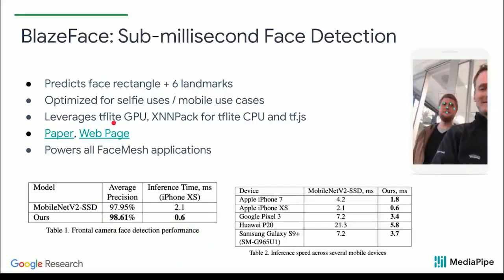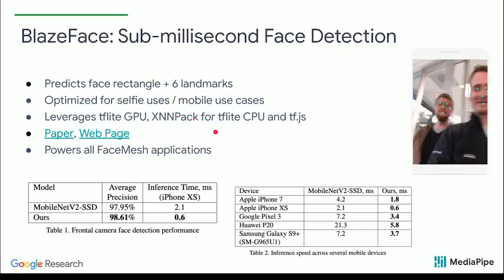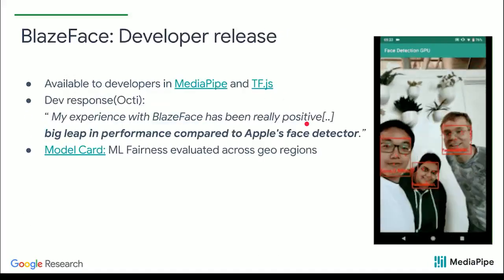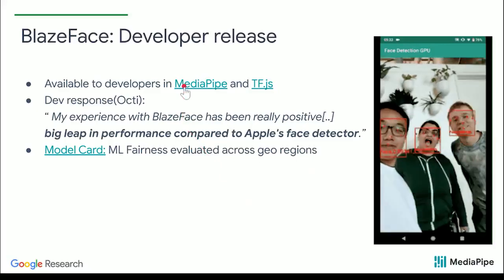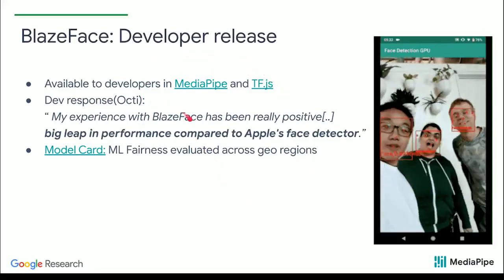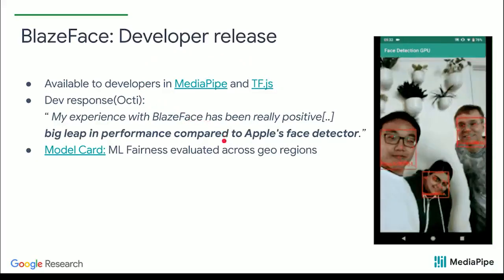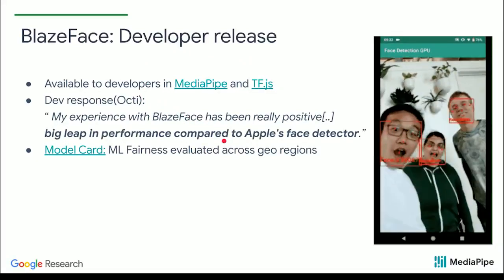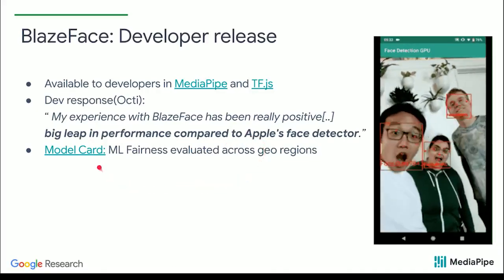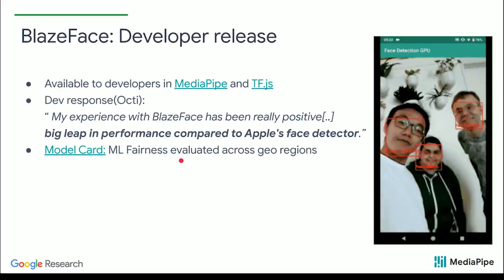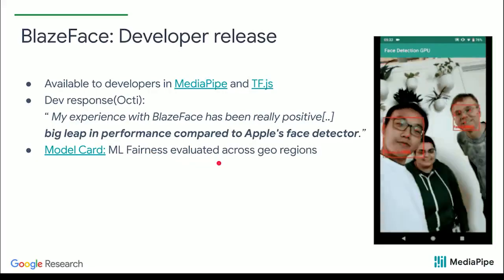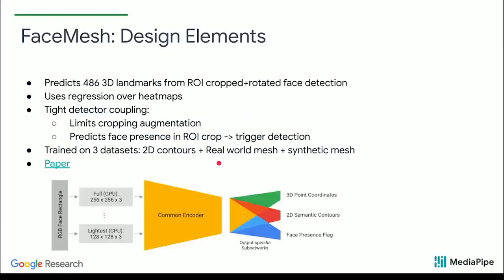BlazeFace is accelerated on mobile GPU and CPU, as well as available on web. It is available to developers in MediaPipe and TF.js, and developers' responses have been really positive, telling us that it is performing better than what is available by default on iOS. You can also have a look at our model card that will give you the performance metrics across different regions of the Earth. Now let's have a look at the FaceMesh.